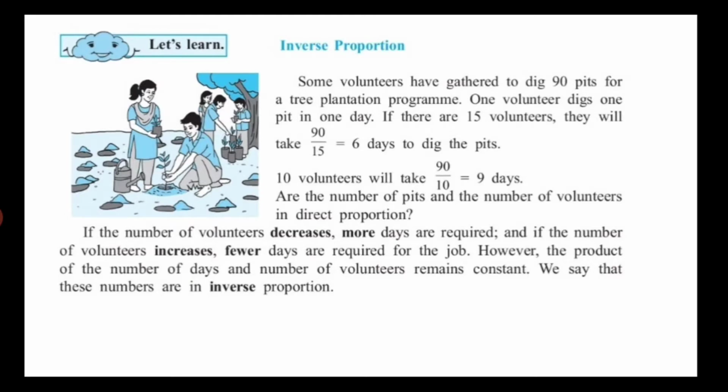So now what we could see, there are 90 pits and they have to dig 90 pits. If one volunteer is there, he will take 90 days to dig the pits, because one volunteer can dig one pit in one day. But if the number of volunteers is increased, if there are 15 volunteers, they will take only 6 days to dig the pits. That means now the number of volunteers is increasing, but the number of days to complete the work is decreasing. One quantity is increasing and the other quantity is decreasing.